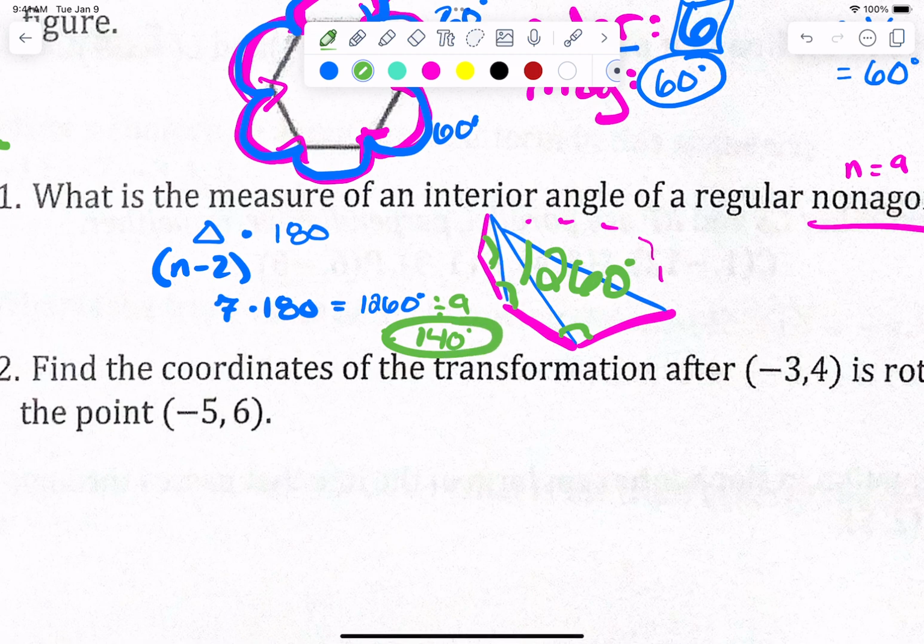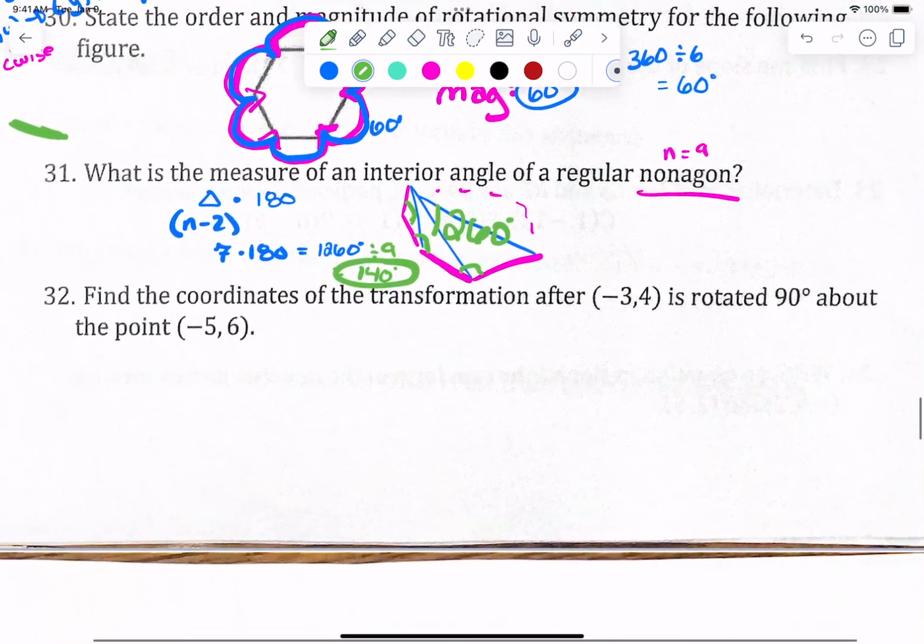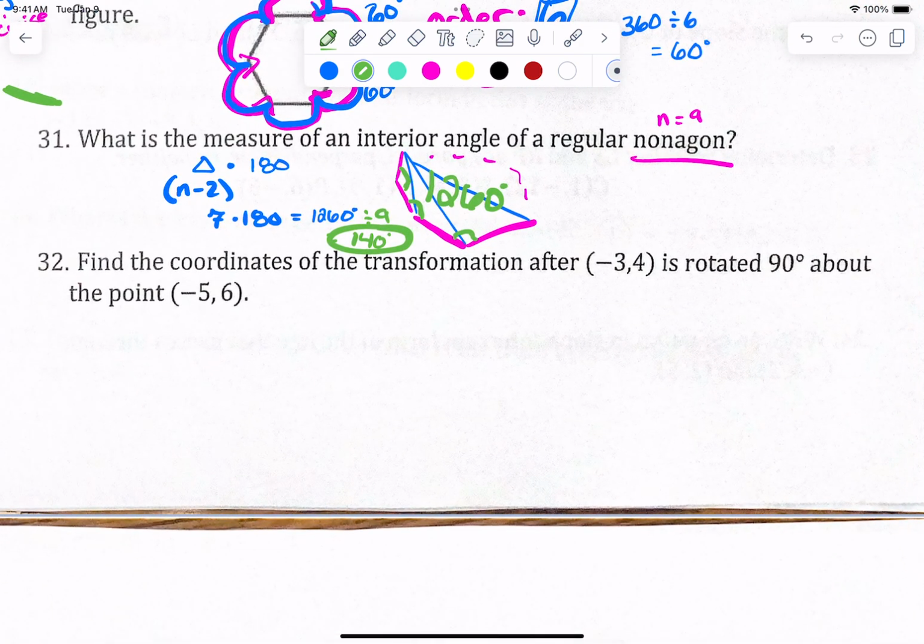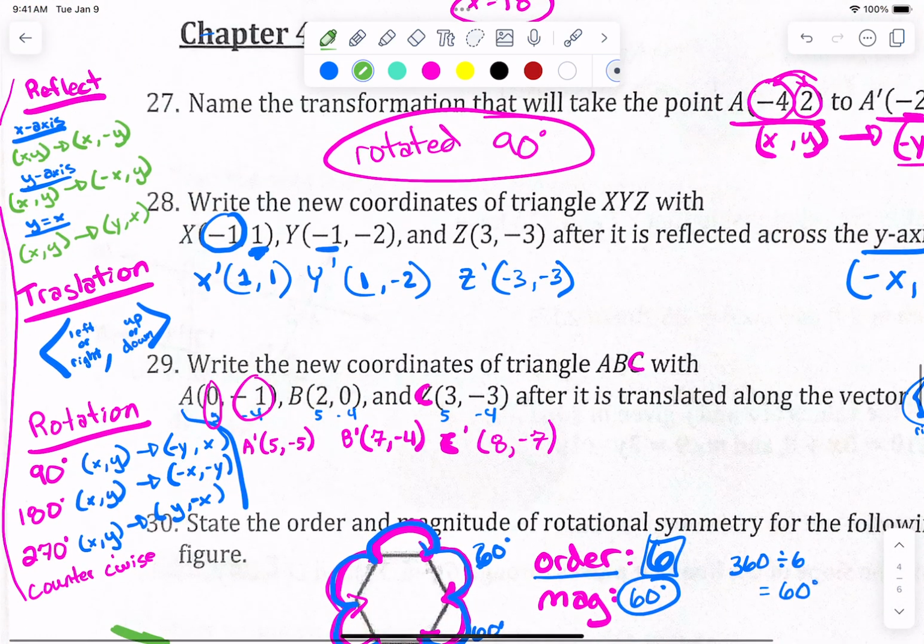Okay, happy with that? Questions about that? Okay, pause me and say whoa, whoa, whoa before I move on, if you ever have questions. All right, 32 is another one of those rotations. Did you write all these rules down off to the side over here?